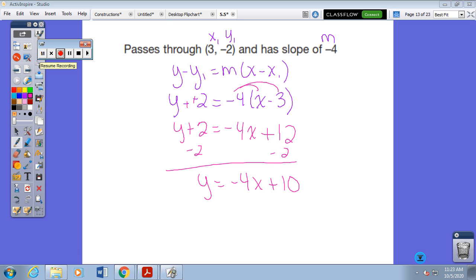Alright, here we go. Y equals negative 4x plus 10. So make sure you plugged in correctly. When you distribute, that negative 4 times negative 3 becomes positive 12. Be careful there.